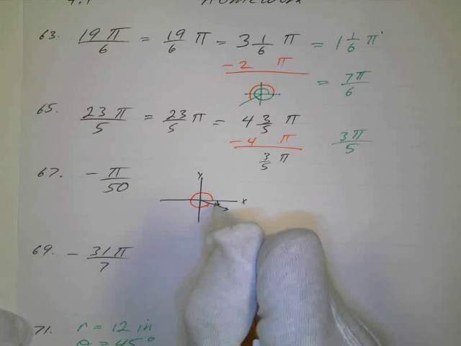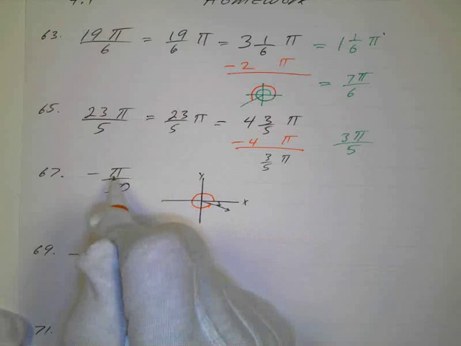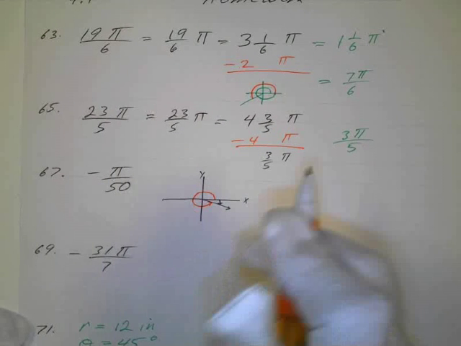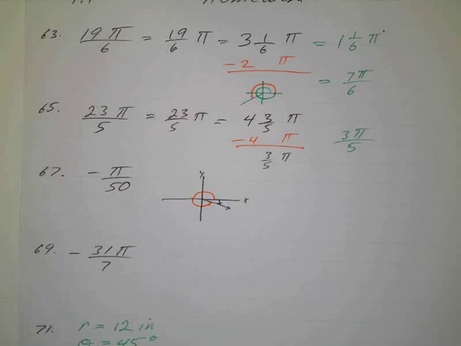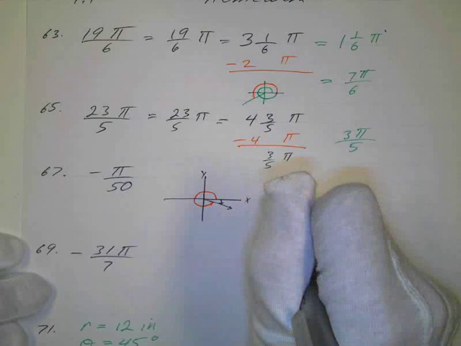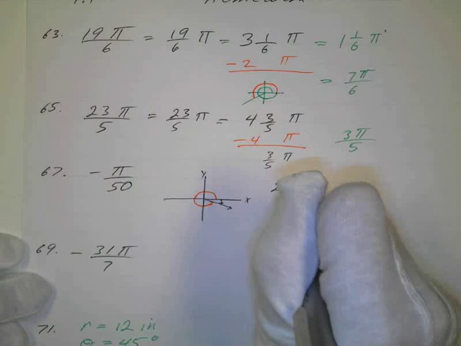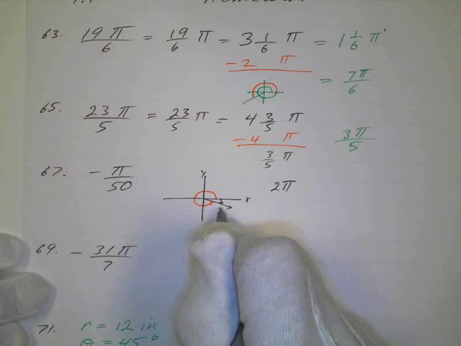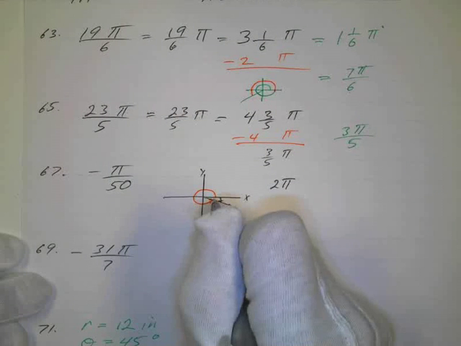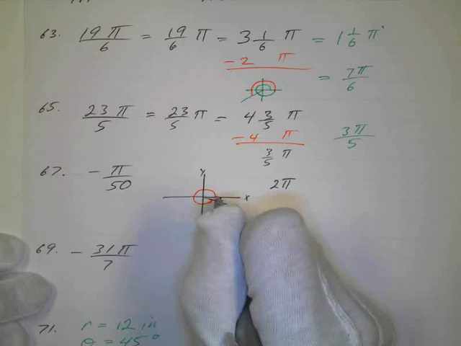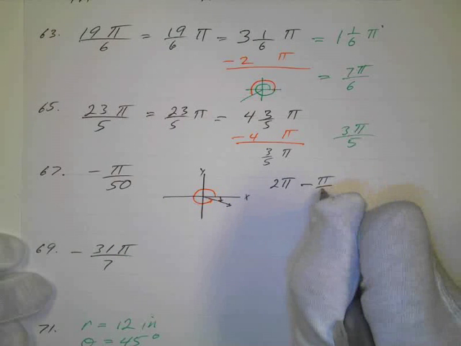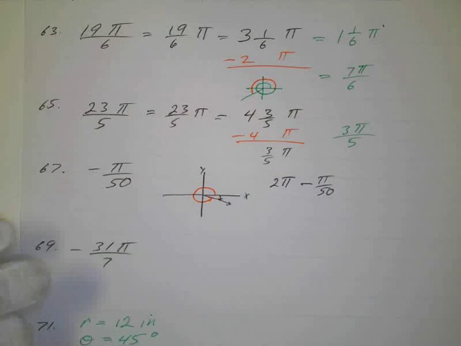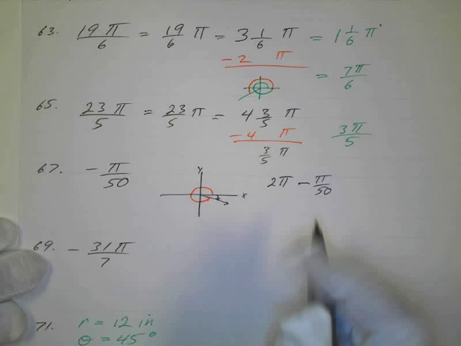How far is it all the way around? That's 360 degrees, but I'm in radians, so how many radians is that? That's 2 pi. So all the way around the circle is 2 pi. And then I subtract this. If I want to go back, I'll subtract this negative pi over 50, and I should have my angle.